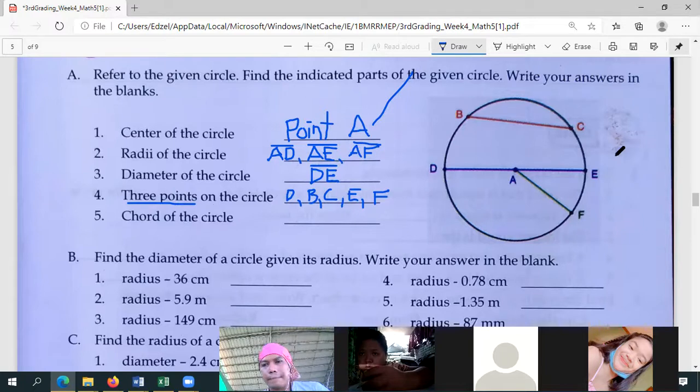Asang chord diri? Chord. Meaning sa chord, atong balikan.